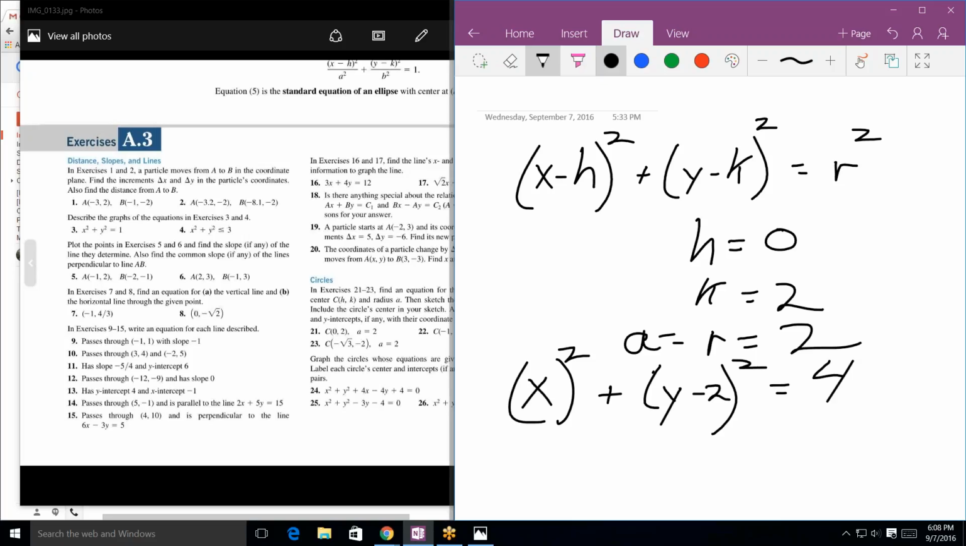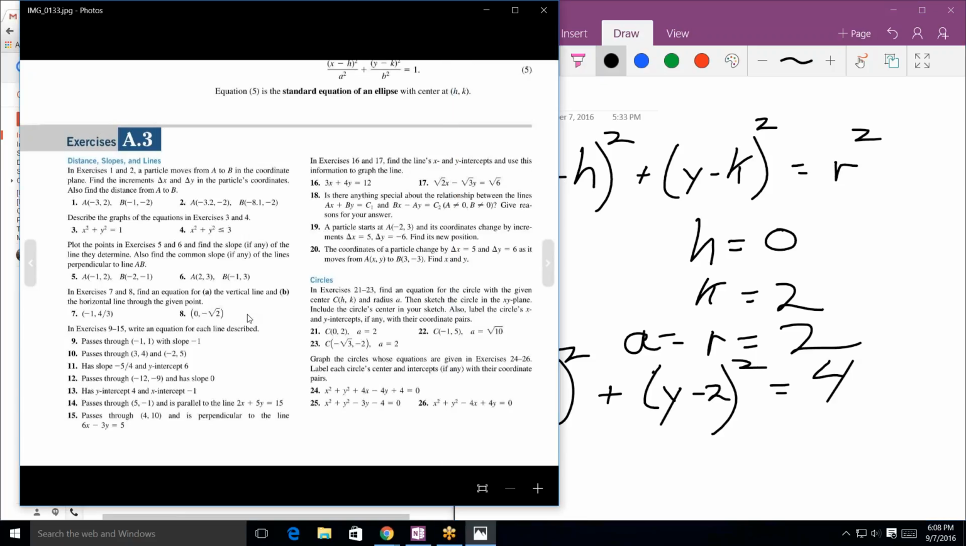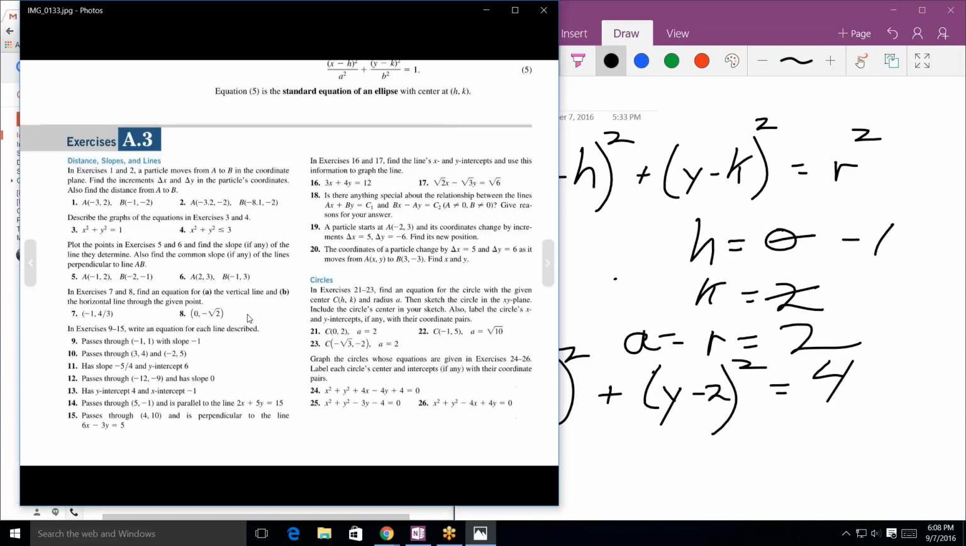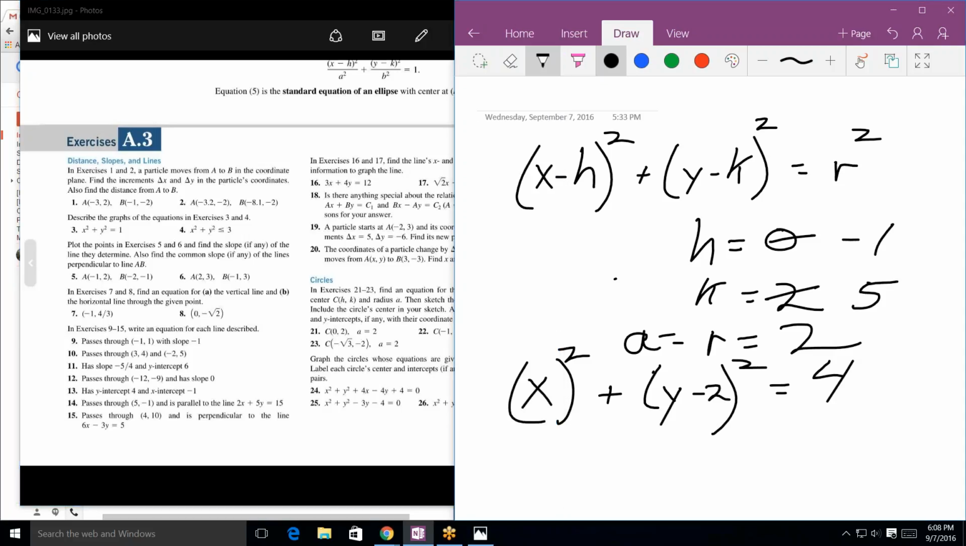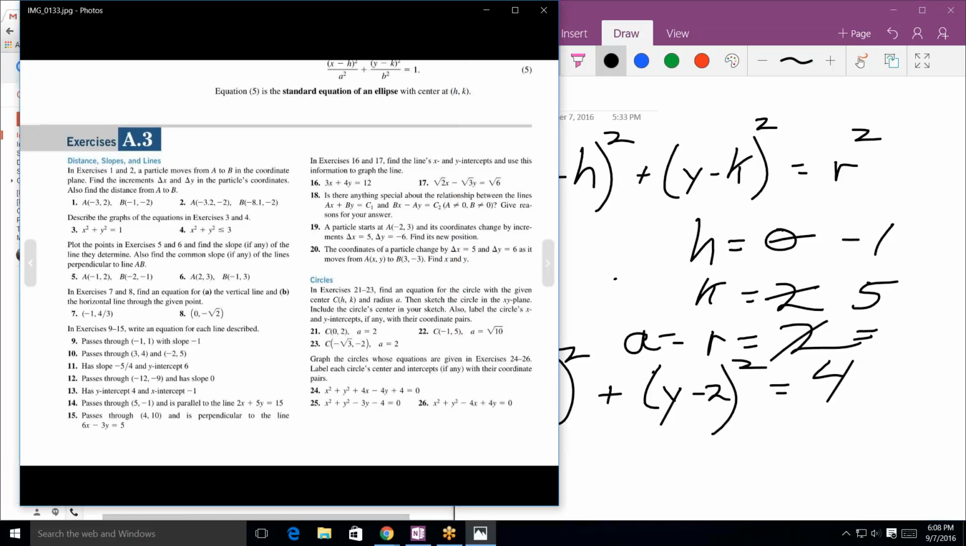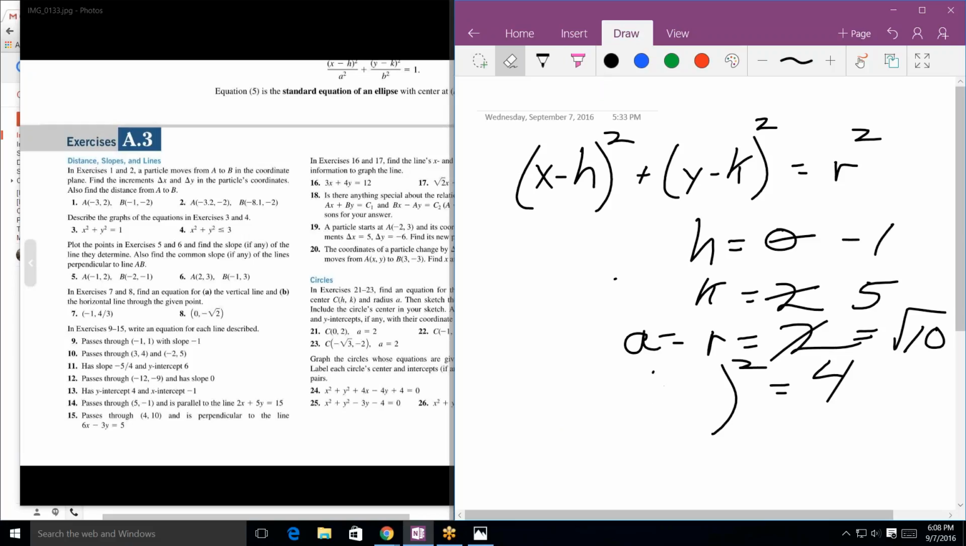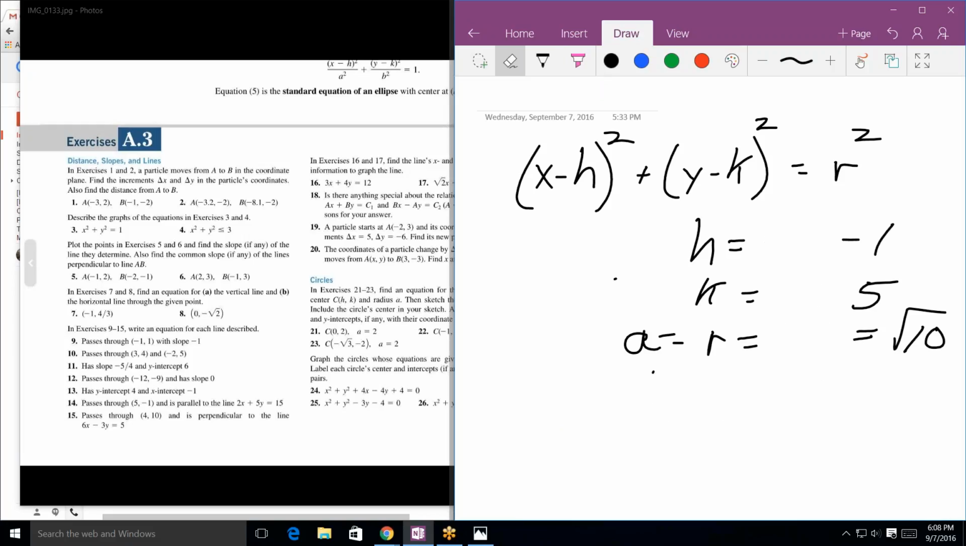Okay, and 22, it's a little different. H is minus 1, K is 5, and A is square root of 10. Okay, so here, let me erase this one. What's the equation of that circle? That would be (x plus 1) squared plus (y minus 5) squared equals 10. Correct.